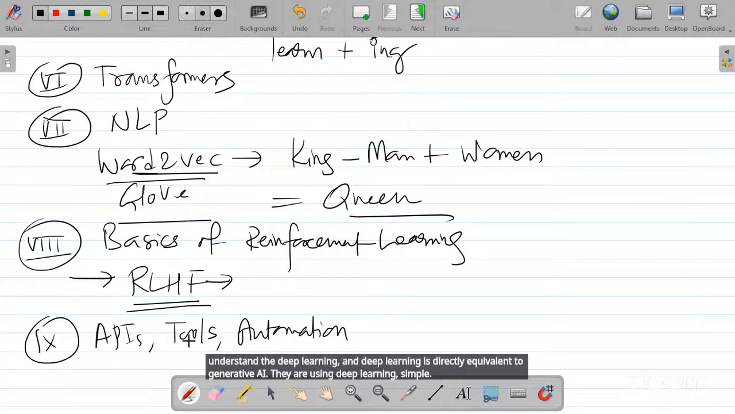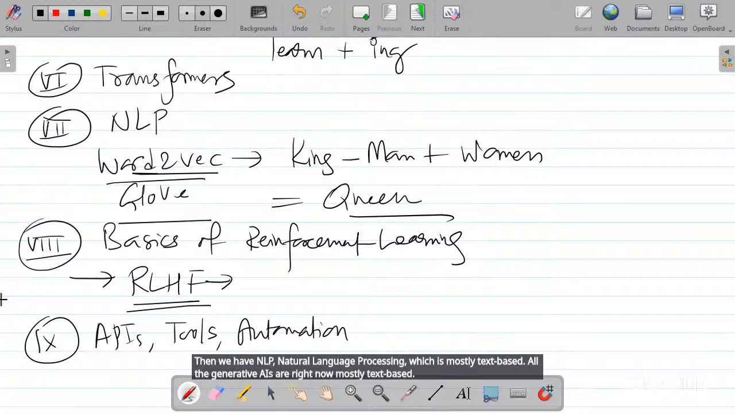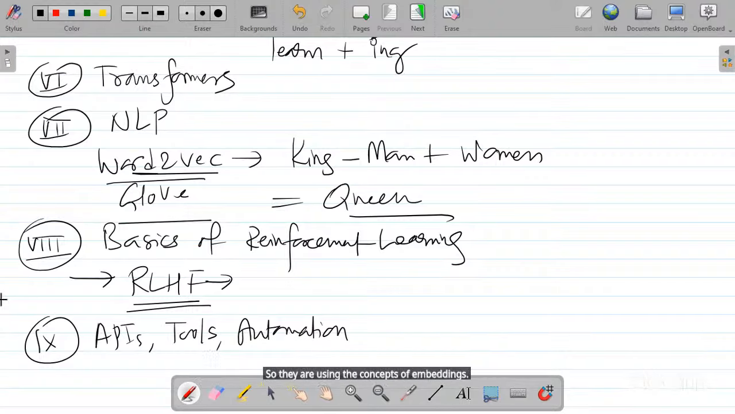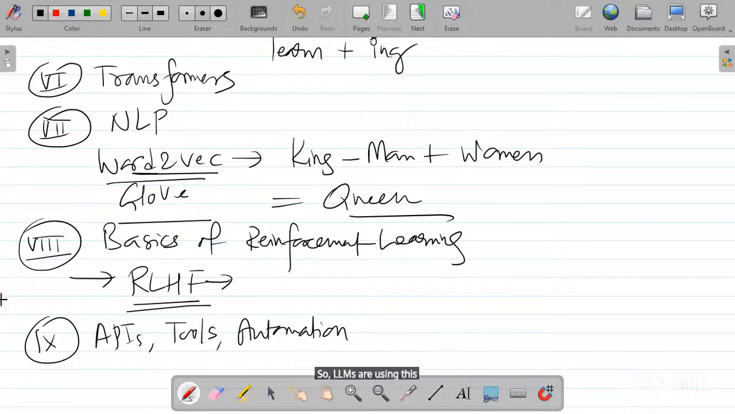Then transformers. So that is the core architecture of your large language models. Then we have NLP, natural language processing, which is mostly text-based. All the generative AIs are right now mostly text-based. So they are using the concepts of embeddings, TF-IDF, and similarity. So NLP comes into that picture. And reinforcement learning, basics of reinforcement learning, where reinforcement learning is based on human feedback. So LLMs are using this concept of RLHF. And last one was APIs and tools and automation. So agentic AI is going to perform these multi-step actions, right?